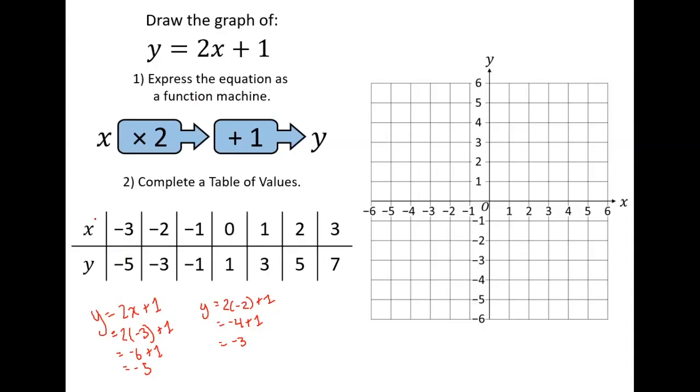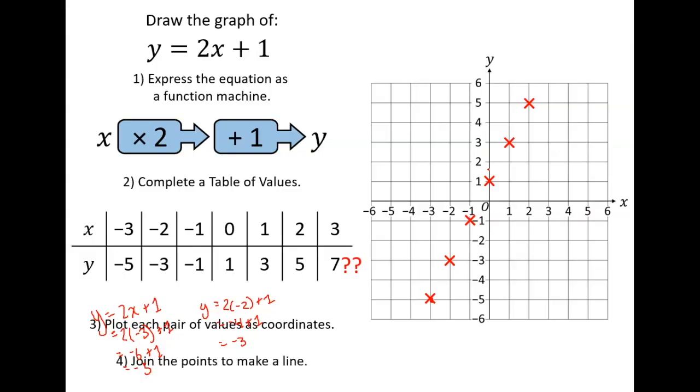Once we've done that, we just have to plot the coordinates. So for x equals -3 and y equals -5, it's right there. So just jump here. There, -2, -3 is going to be right there. -1 and -1, 0 and 1. So x is 0, y is up 1. 1 and 3, 2 and 5, and 3 and 7 is off the graph. So we could graph it on a bigger piece of graph paper, but in this case it's off the graph, but that's okay. We have more than enough points to give me that drawing of my line. And then I write my equation.